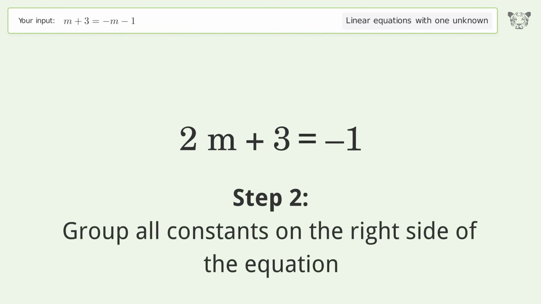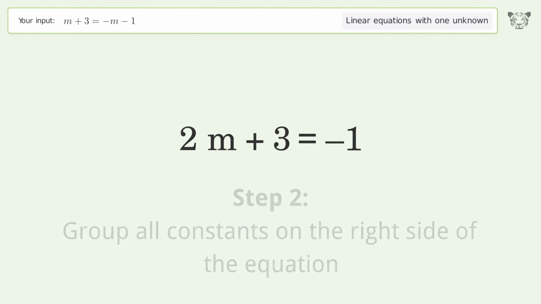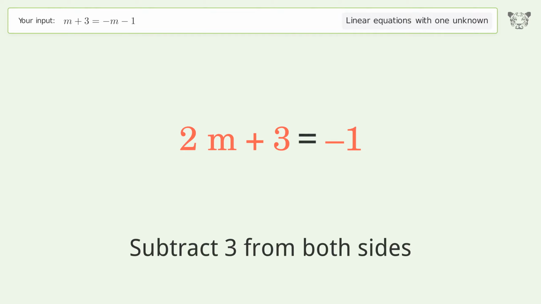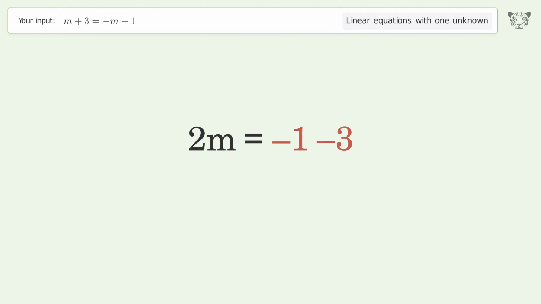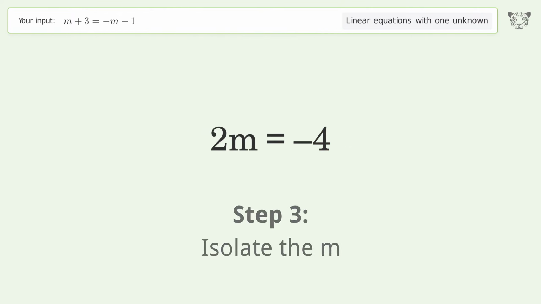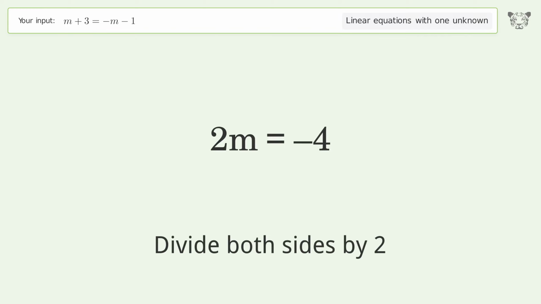Group all constants on the right side of the equation. Subtract 3 from both sides. Simplify the arithmetic. Isolate the m. Divide both sides by 2.